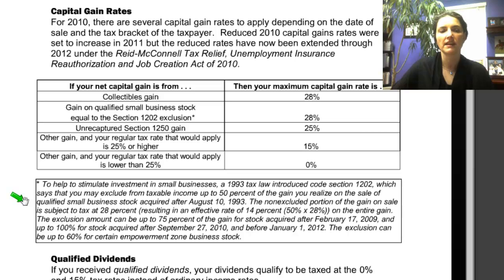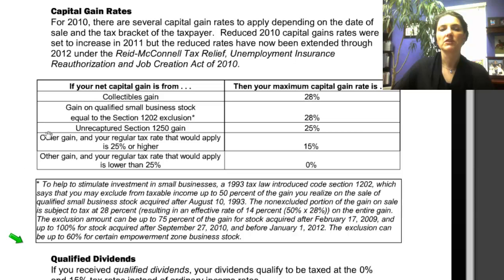because you're paying 28% tax, but only on 50% of the profit or gain on the entire sale. Now, the exclusion amount can be up to 75% of the gain for stock that was acquired after February 17, 2009, and up to 100% for stock acquired after September 27, 2010, and before January 1, 2012. The exclusion can be up to 60% for certain empowerment zone business stock.